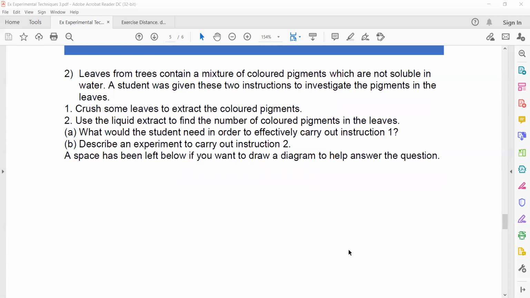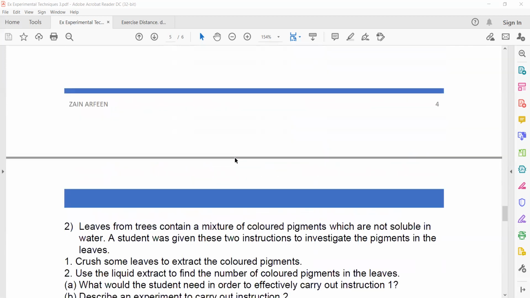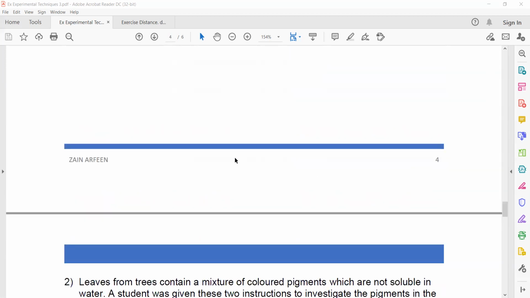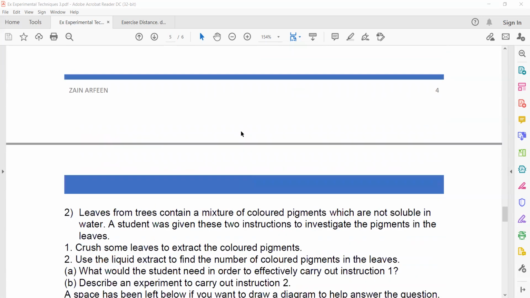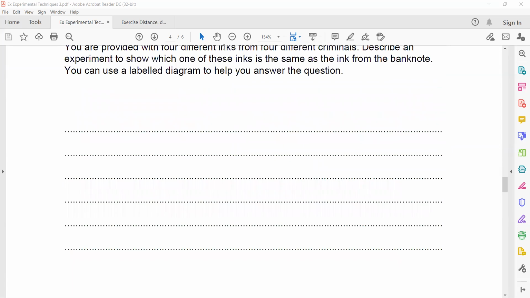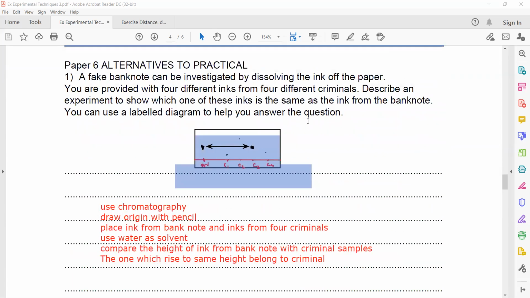So the next question, you can mention the RF value. You can mention, like, compare. So you can mention the RF value as well, like measure the RF value from the banknote and compare with the RF value of the criminals. You can mention that as well. So both ways it is right.